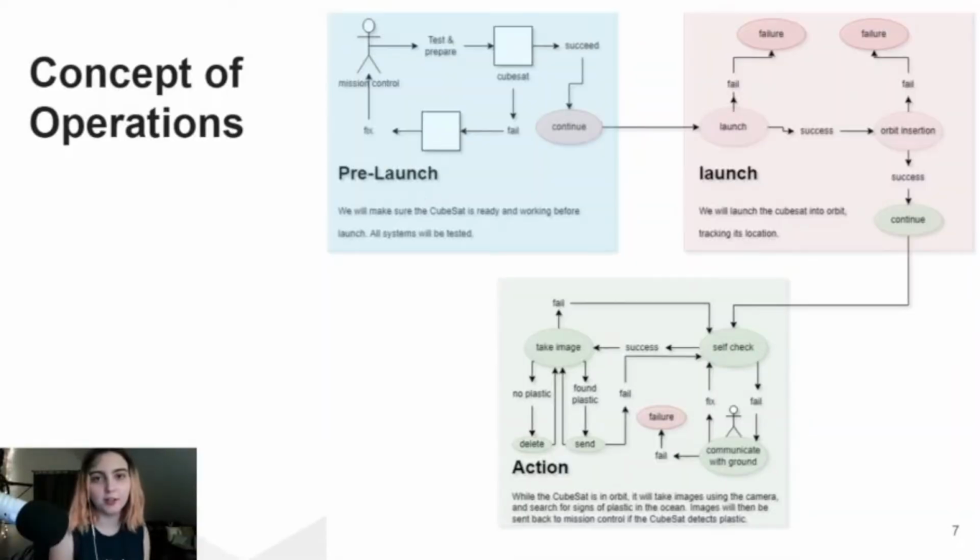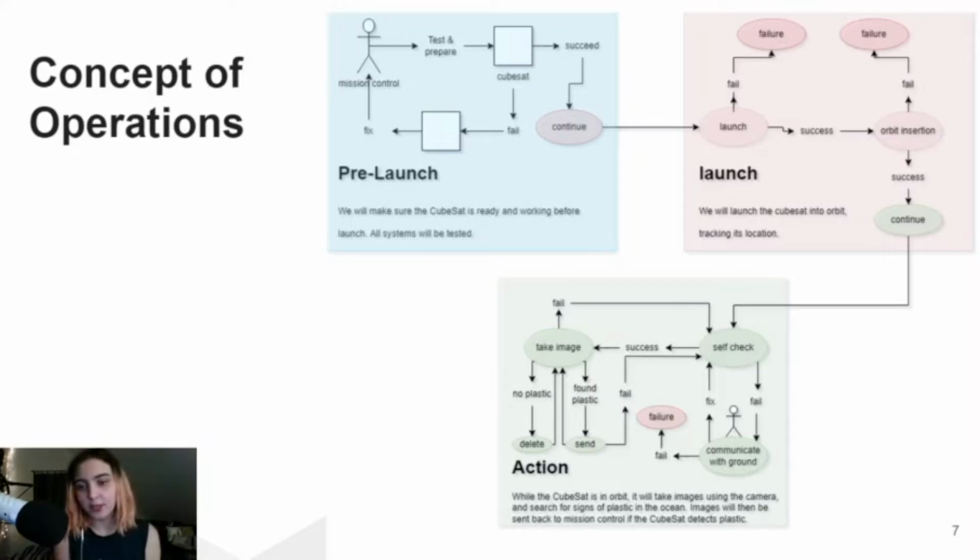And the other thing that I did for this assignment was the concept of operations. So pre-launch, we'll make sure the CubeSat is ready and working before launching and test all of the systems. If they fail, we will fix them and then test again. If they succeed, they'll continue on to the launch stage, where if they fail here, there's not much we can do about that. But if they succeed, we'll try to get them into orbit. And if we have a fail here, we can't do much about that either. But if our CubeSat successfully gets into orbit, we'll continue to the action stage.